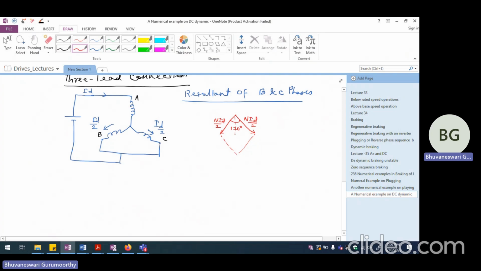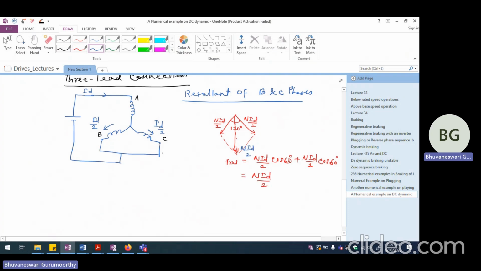And I'm going to have the MMF like this now. This is the resultant. So resultant is somewhat like this. So F resultant will be NID divided by 2 cos of 60 plus NID divided by 2 cos of 60. And cos 60 is half. So we will have NID by 2 as the resultant.